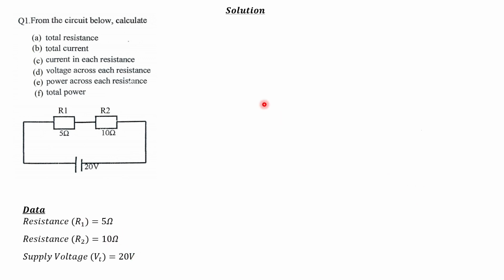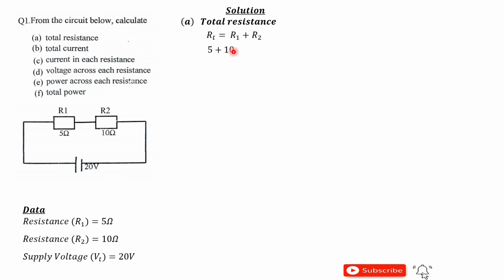So let's move on with the solution. For A, we have to calculate the total resistance, that is RT. Since it's a series network, we add the resistances. So RT equals R1 plus R2, which is 5 plus 10, and that gives us 15 ohms. So total resistance RT is equal to 15 ohms. I hope you're following it.